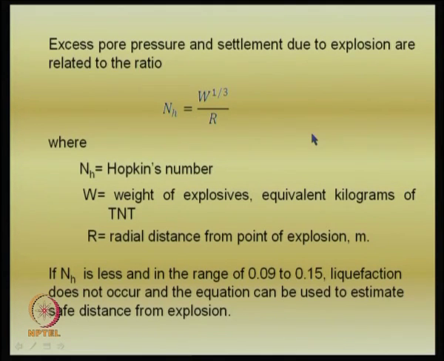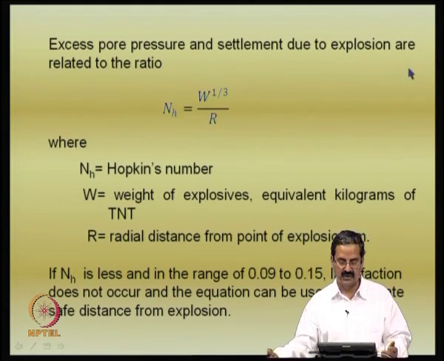And how do you actually understand and calculate the system? As I just mentioned, the excess pore pressure and the settlement due to explosion are related to a ratio called NH, which is nothing but the weight of the explosives divided by the radial distance to the point of explosion in meters. This is what is called the Hopkins number, and if you know the weight and the radius, you can get this number.